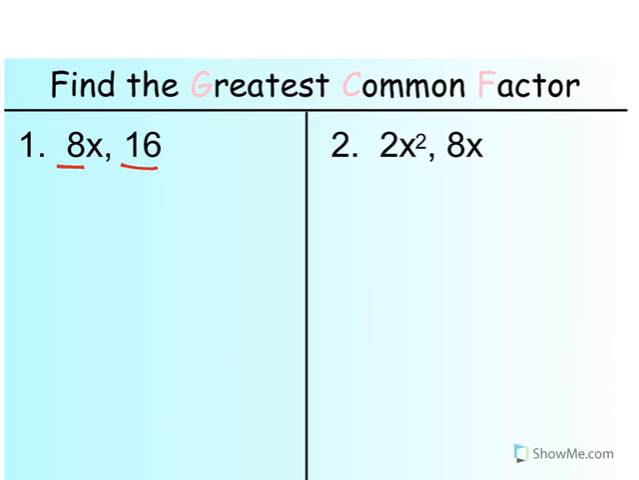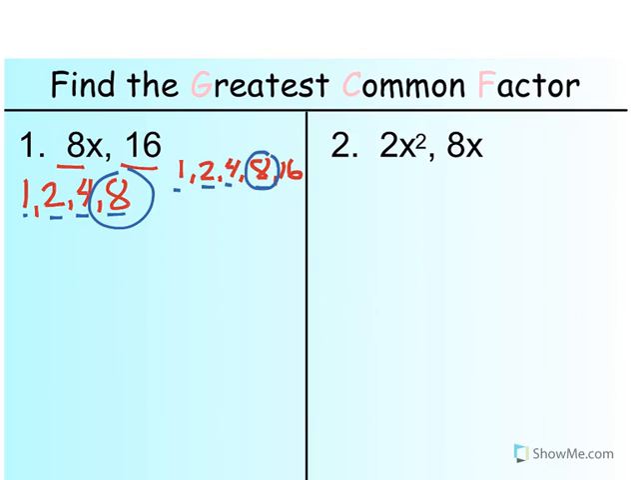What is the largest number that can divide into 8? Well, 1 goes in evenly, 2 goes in evenly, 4 and 8 all go into 8 evenly. As far as 16, 1 goes in, 2 goes in, 4 goes in, 8 goes in, and 16 goes in. So the question is, what is the greatest common factor? Well, they both have a 1, they both have a 2, they both have a 4, and they both have an 8. So the greatest number they share in common is an 8.